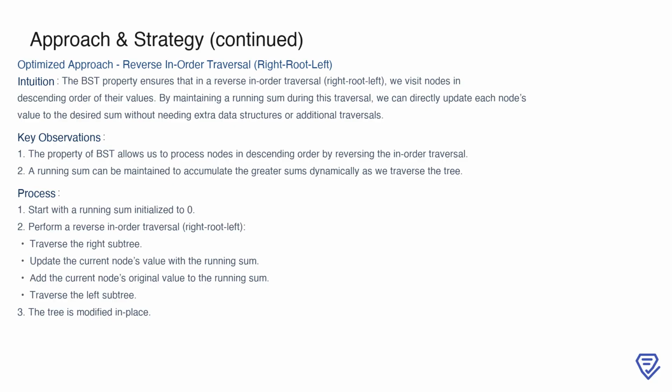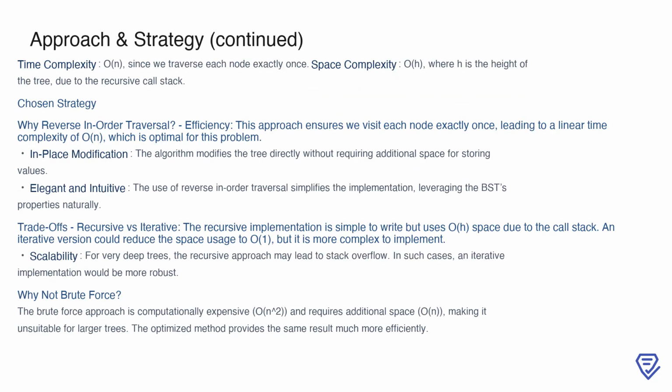This process starts by initializing the running sum to 0. As we traverse the right subtree, we add each node's value to the running sum and update the node's value with the current sum. Then, we continue to the left subtree. Since we are modifying the tree in place and visiting each node only once, this approach is both time efficient and space efficient. The optimized approach has a time complexity of n, as each node in the tree is visited exactly once during the traversal.